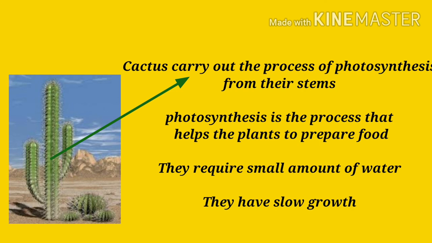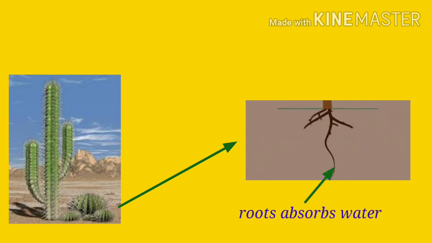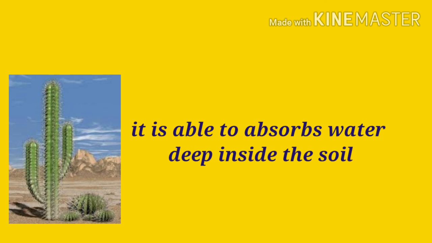These plants carry out the process of photosynthesis. Photosynthesis means preparation of food. So they make food with their green stem. They do not make much food and therefore require a small amount of water. So that's why their growth is also slow. And their root system goes deep into the ground to absorb the water. It can absorb a little amount of water deep inside the ground.